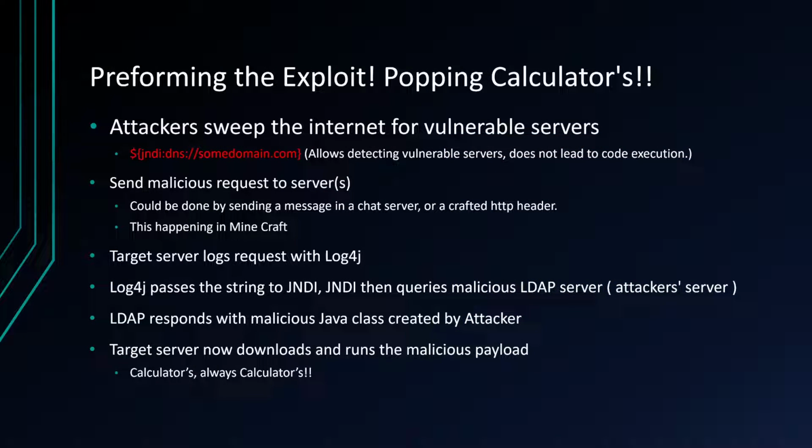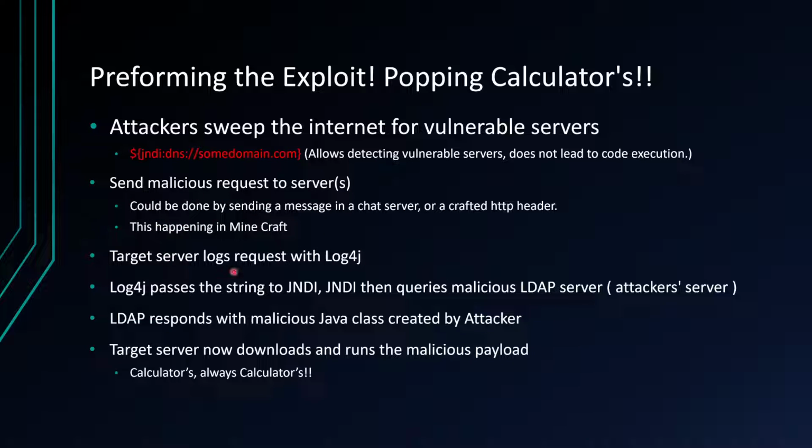So, performing the exploit and popping some calculators. Like I was saying, the attacker could just do drive-by attacks on random servers with something like this that allows for detecting the vulnerability but does not lead to any code execution, so it wouldn't necessarily raise any flags that these were coming through. Then, after they find a vulnerable server, they're going to send a malicious request to the server. This could be done by sending a message in a chat server or a crafted HTTP header.